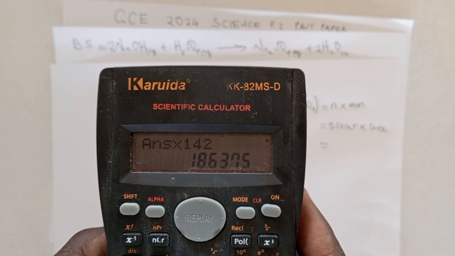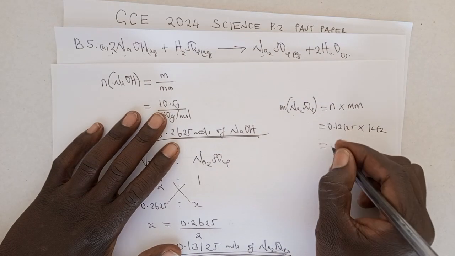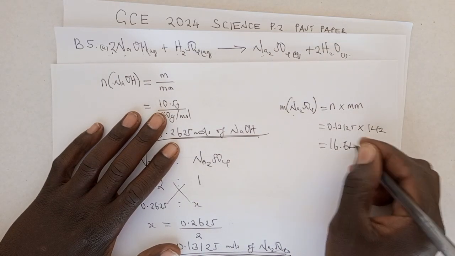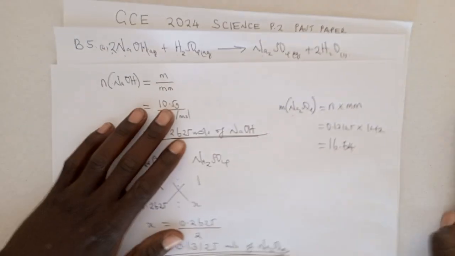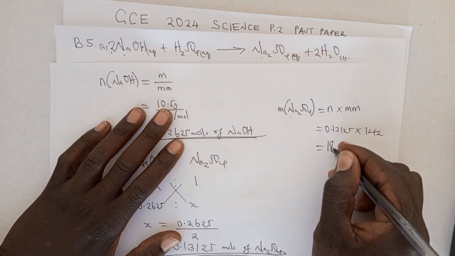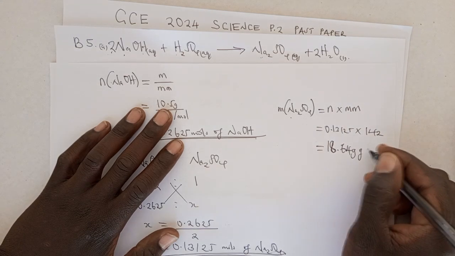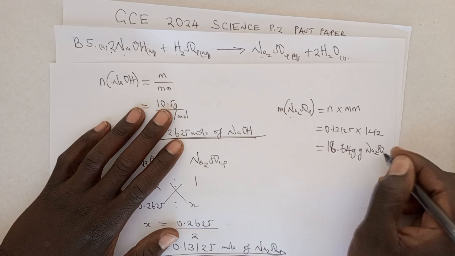Since this is our last and final answer, we round it off to 2 decimal places, and we're going to have 16.64. No, not 16. Is this 16? This is 18. 18.64 grams of sodium sulfate.